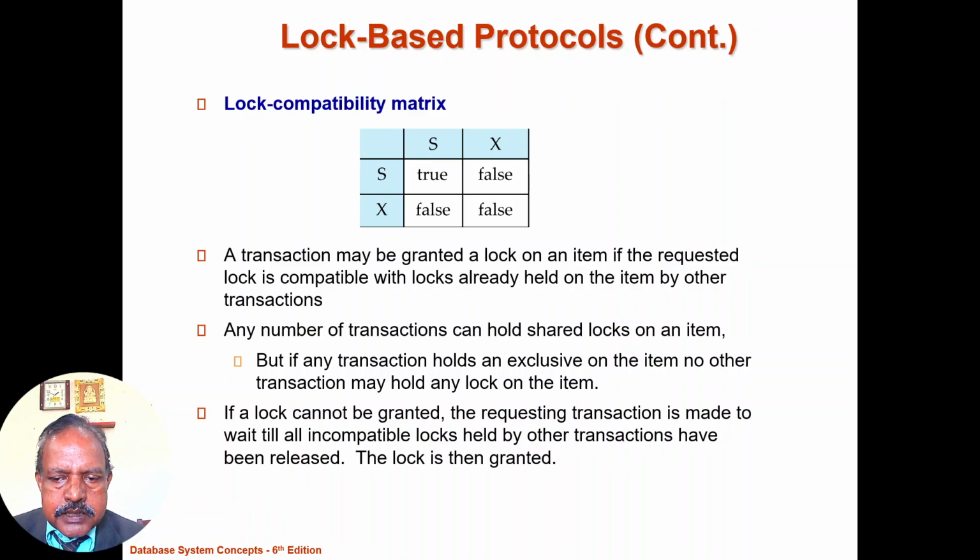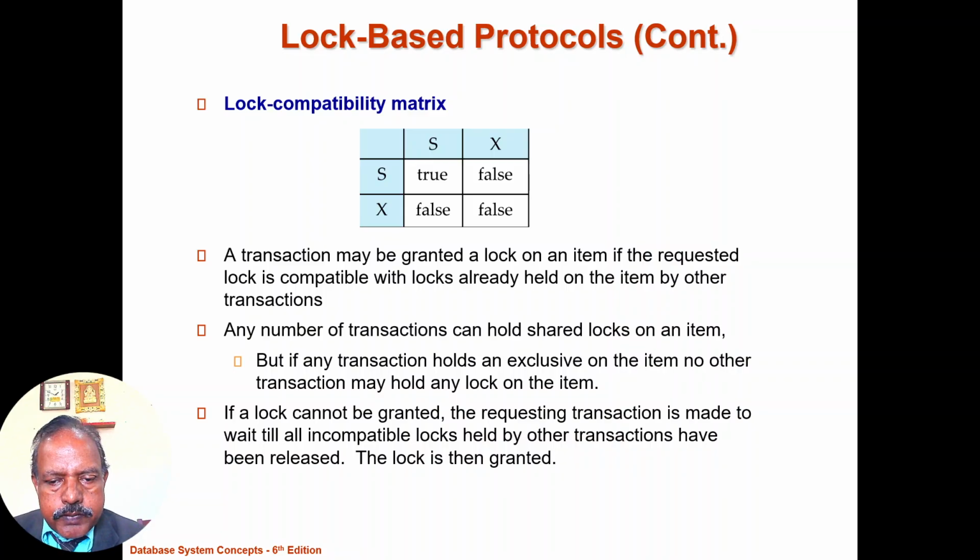Any number of transactions can hold shared locks on an item. Shared lock means you are reading. By reading, no data changes, nothing is happening, so it is not compromised. We don't have any compatibility issue. But if any transaction holds an exclusive lock on the item, no other transaction may hold any lock on that. That means suppose I got an exclusive lock on any data item Q, until I unlock it, because it is locked by me, it cannot be shared with others. This lock cannot be given to others.